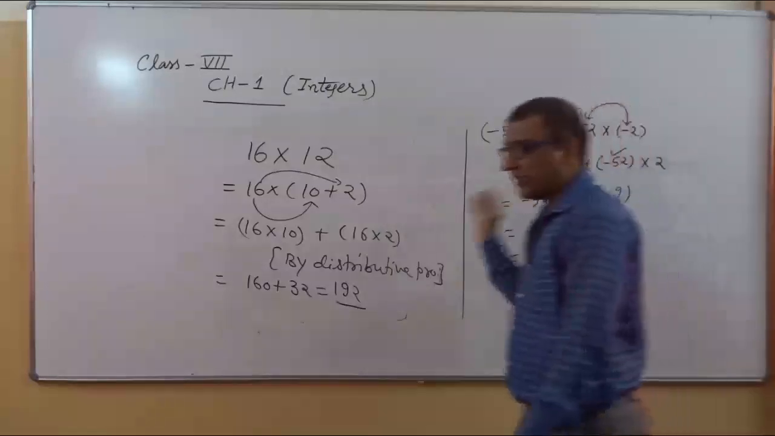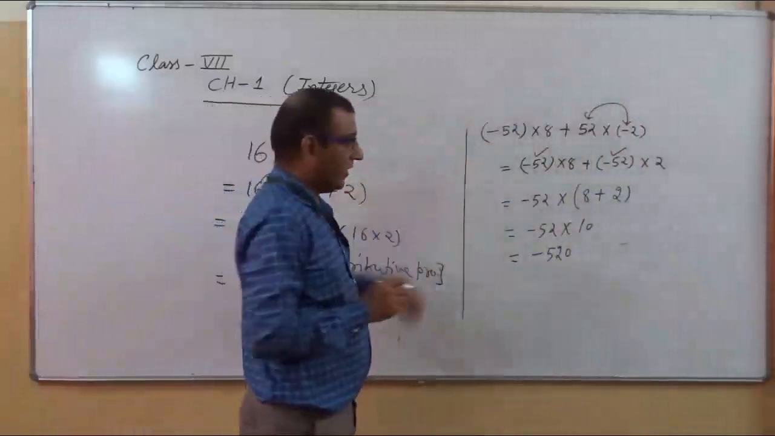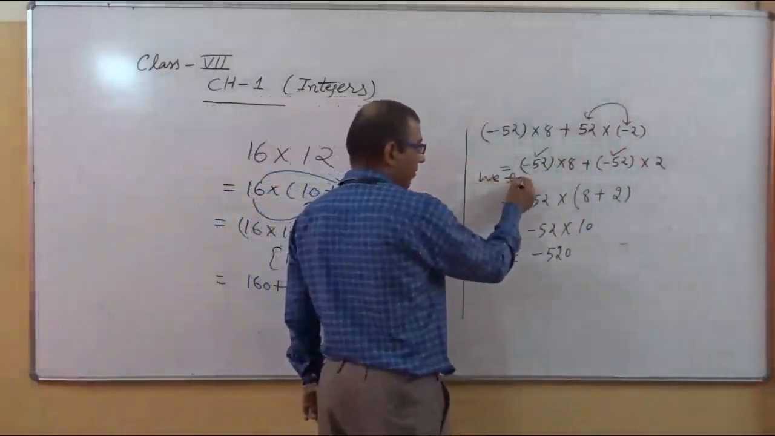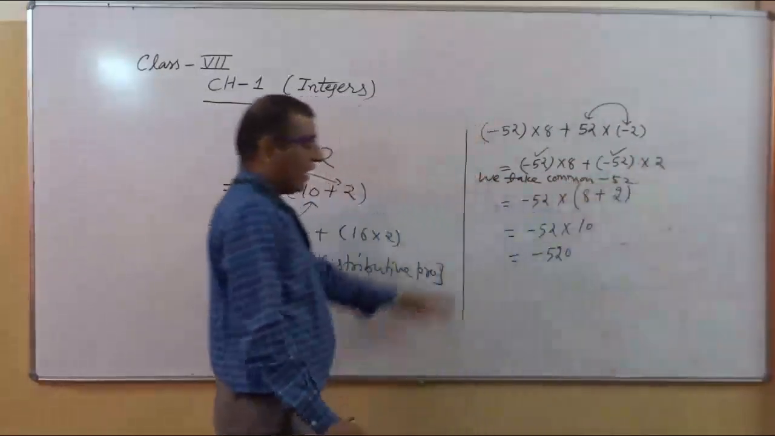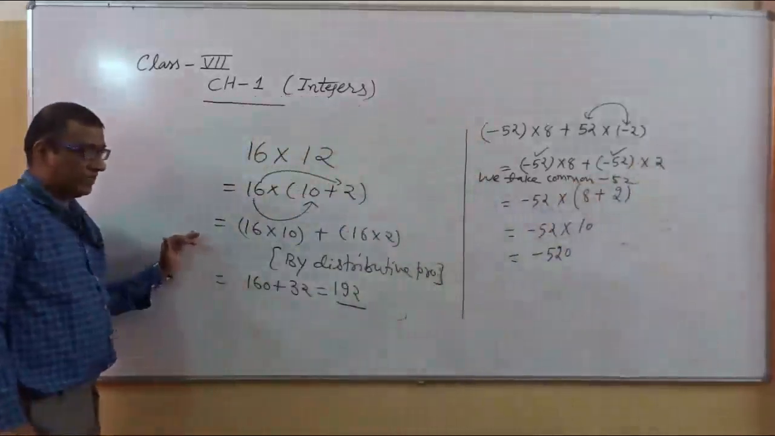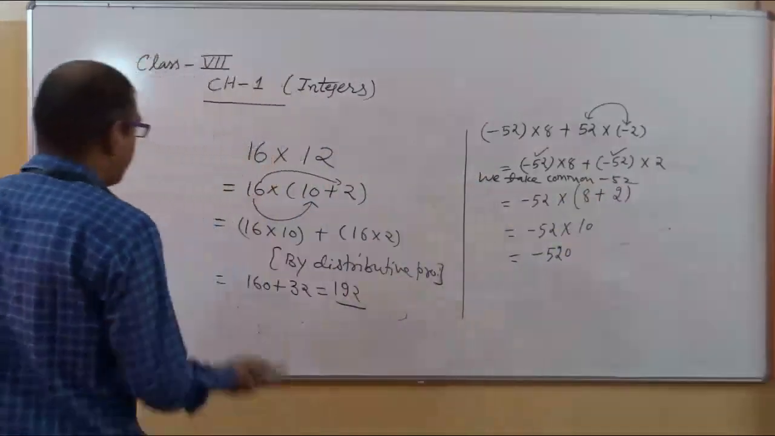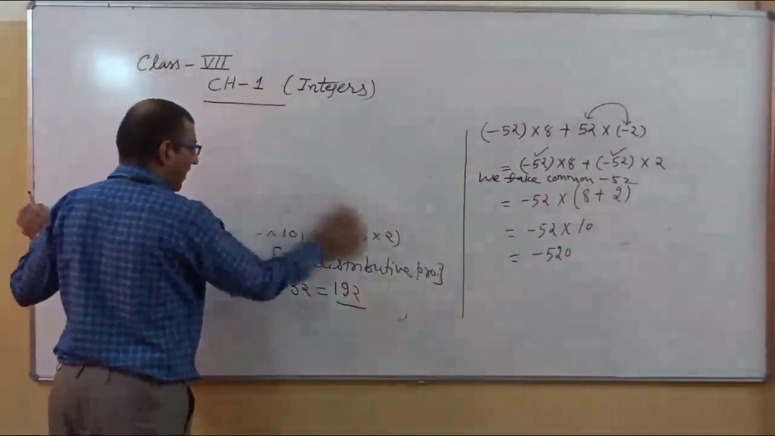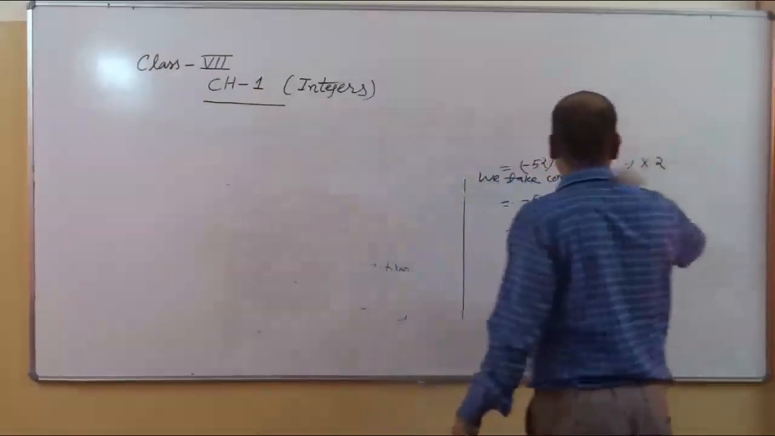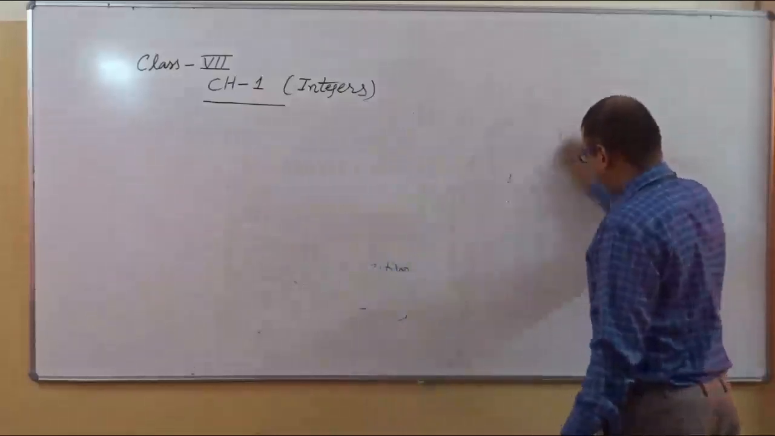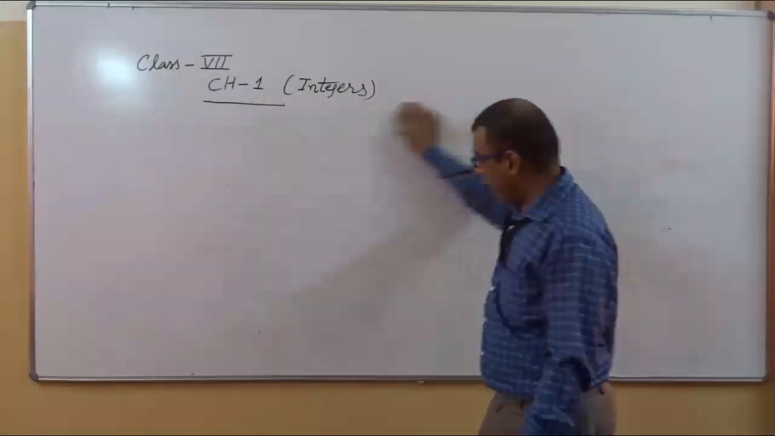So with the help of these two examples, one example is related with your distributive property and the other example is where we take common. With the help of the common method and the distributive method, we will make the multiplication easier. After this multiplication of integers, the next and last point is related with division of integers. With the help of these properties, we will solve any question based on integers very easily.